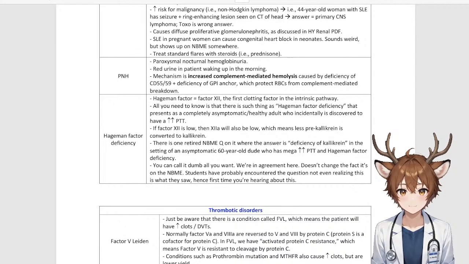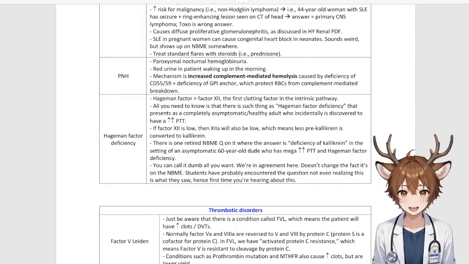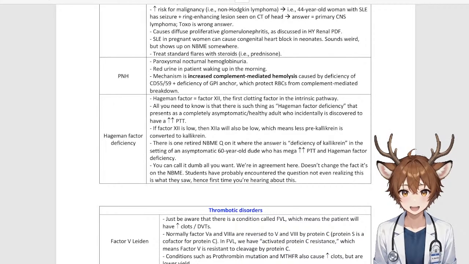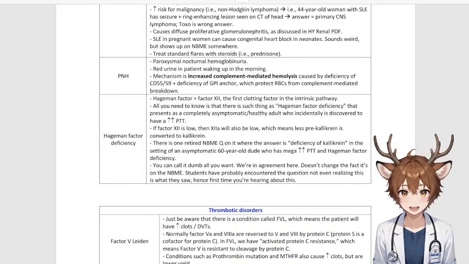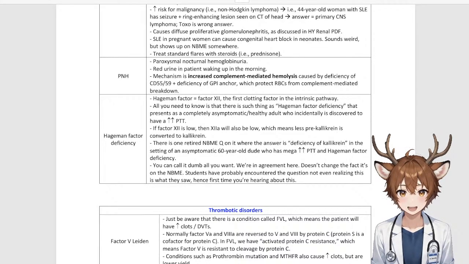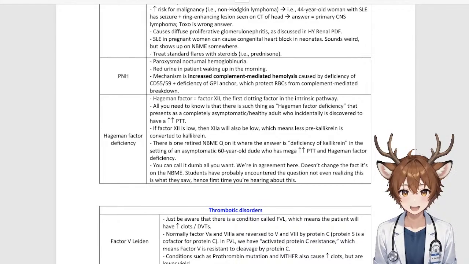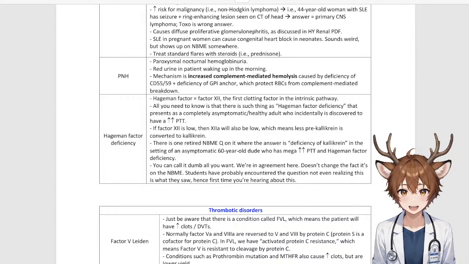You can call it dumb all you want. We're in agreement here. It does not change the fact that it's on the NBME, which is what you're trying to study for in the first place. Take it up with them, basically. Students have probably encountered the question not even realizing this is what they saw. Hence, first time you're hearing about this.